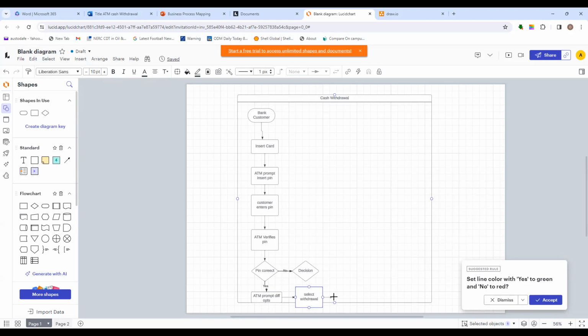Display various amounts and a place to input amount. Various what? Amount, and input amount. After that, what next? Select amount or input amount.